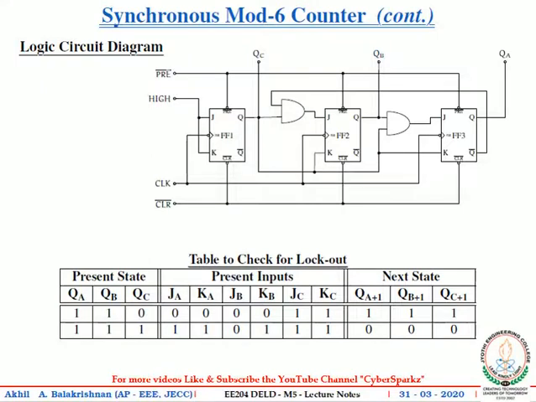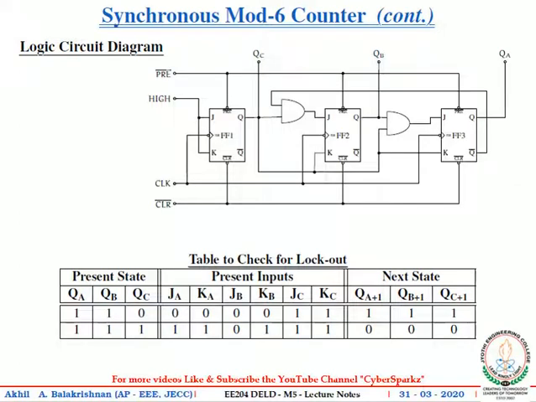I have already discussed the concept of lockout in the previous lectures. The unused states of the counter may sometimes act as the lockout condition for the counter, which means if the counter's state becomes one of these invalid states, the counter will not return to its valid states. So let's see whether this lockout condition is present here. The table to check for lockout condition is as shown in the slide.